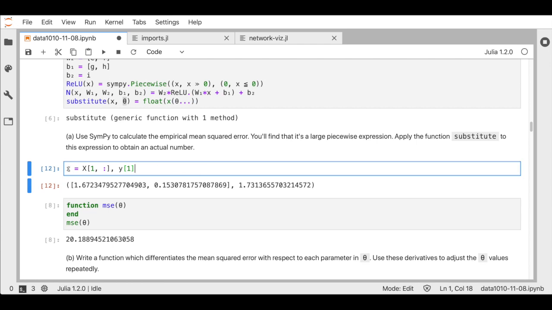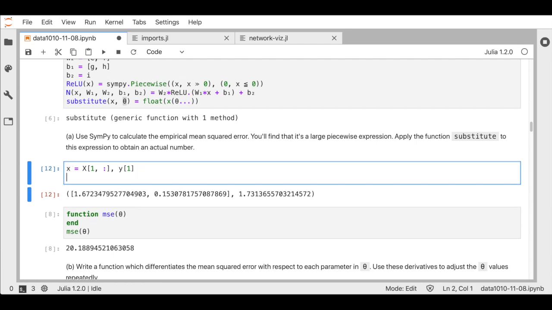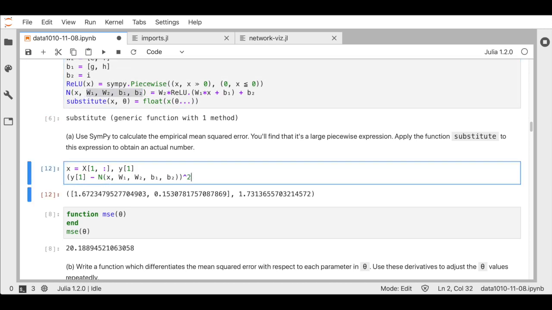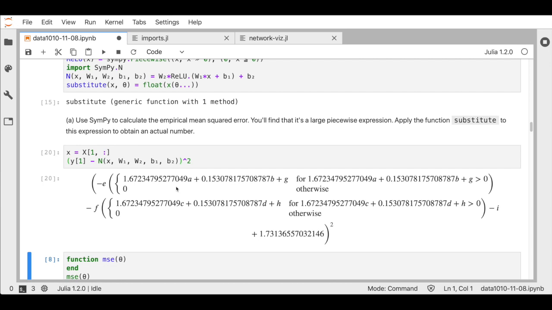So what we want to do is take these two values and come up with a squared error. So that's just going to be y1 minus n of little x. And we need to include these other parameters in the function n and then square all that. So what we get for this particular observation is this piecewise function. You'll see we get some contributions of 0 for where the ReLU is eliminating the value coming in, and we get some, in this case, quadratic combinations of the parameters otherwise.